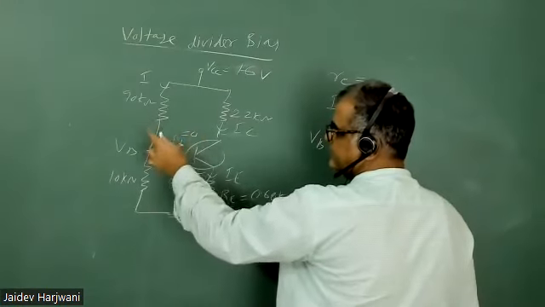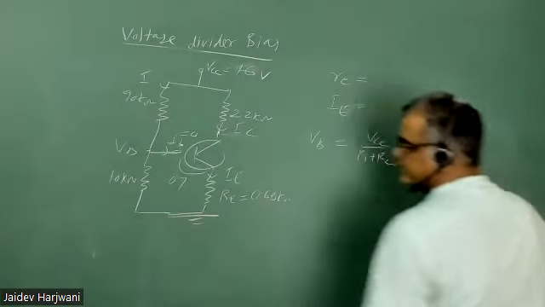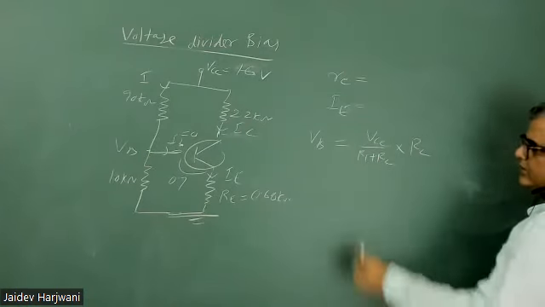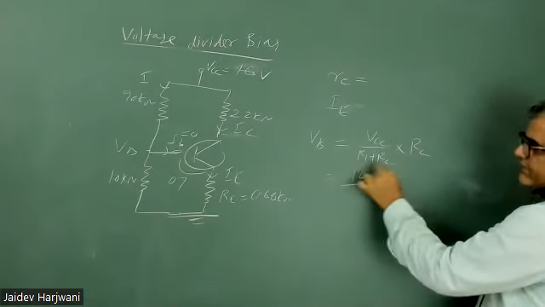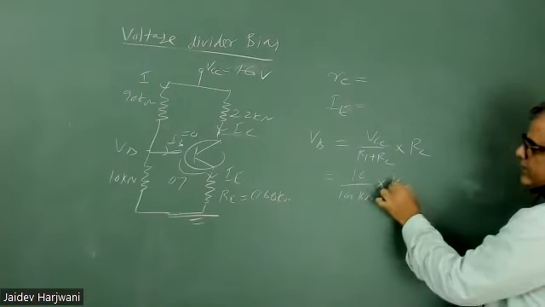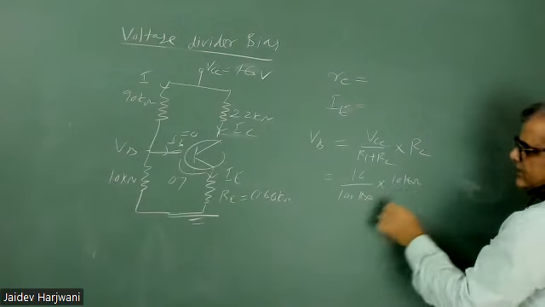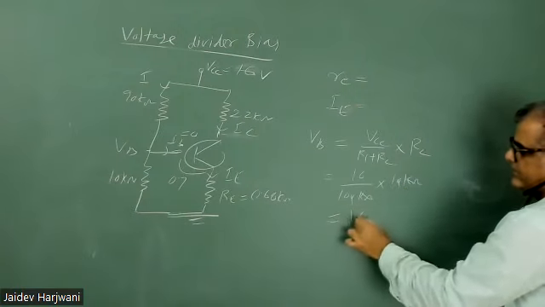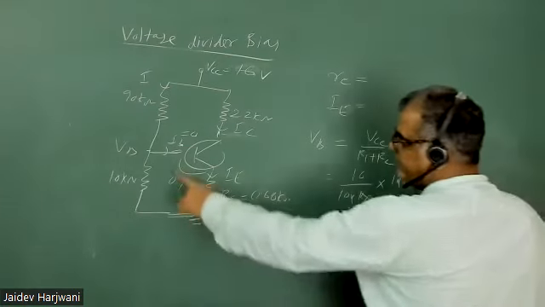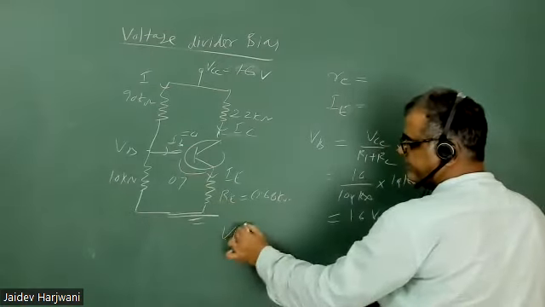Approximation method: IB is 0, so the whole current is coming here. The voltage across the 10 kilo ohm, that is your R2. VC is 16, R1 is 90 kilo ohm, 100 kilo ohm into 10 kilo ohm. Cancel. 1.6 volt. Once you know the VB, you can find VE.